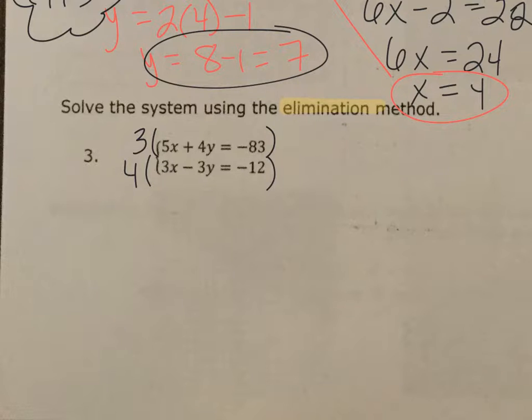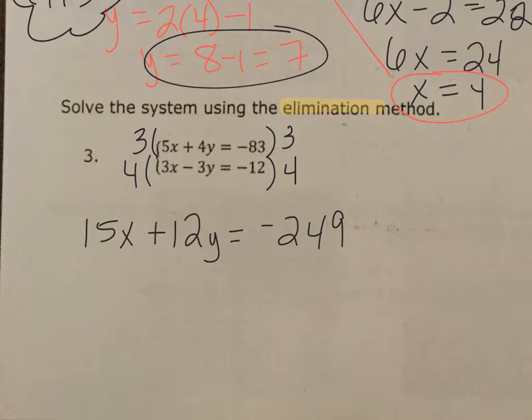Now, you have to remember to also multiply the other side of the equation by 3 and 4. So sometimes I write that over there so I don't forget. So 3 times 5x is 15x. 3 times 4y is 12y. And 3 times negative 83 is negative 249.